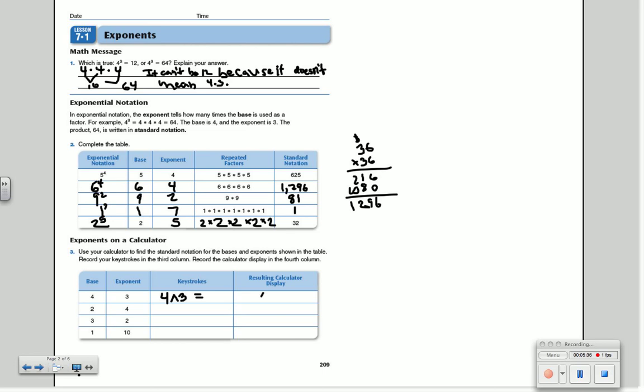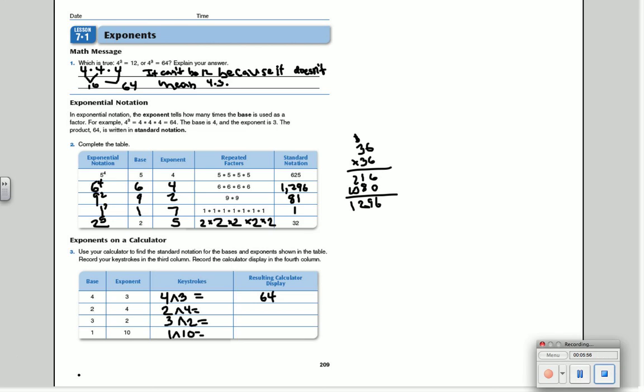Now, I'm going to have you guys pause the video, and I want you to write in all of your keystrokes. I'll show you first. So again, 2 to the 4th power equals, okay? Finish writing in your keystrokes now, then press play.